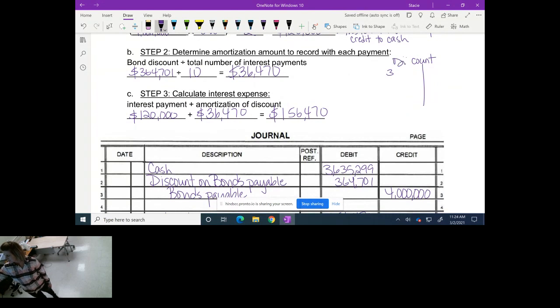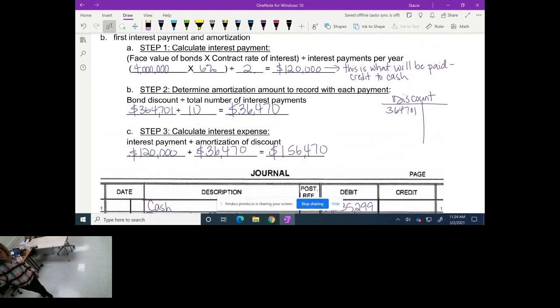If you don't take out a little bit of it each time so that it shows expense, then when you pay those bonds completely out, you're going to have this big chunk of interest that really belongs spread out through the whole bond life, the whole term of the bond.